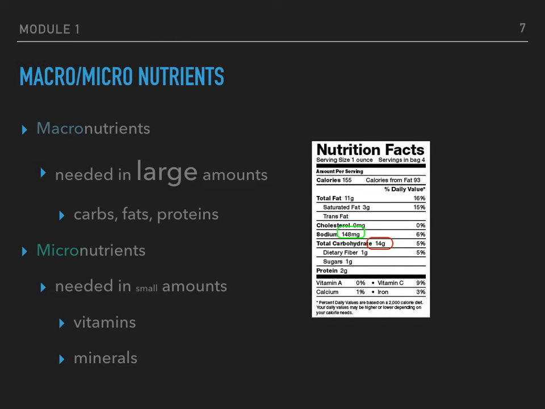Nutrients can also be classified as either micro or macronutrients. The macronutrients in our diets are the carbohydrates, proteins, and fats, and are required in large amounts on a daily basis. Micronutrients such as vitamins and minerals are needed in much smaller amounts. Most foods we consume provide macronutrients in grams and the micronutrients in milligrams, as you can see on this food label example.